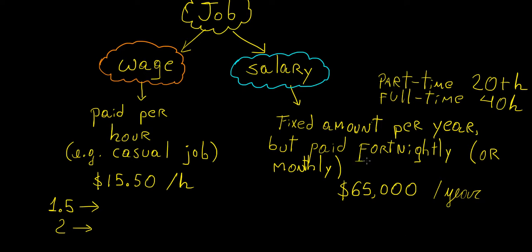Or it is even more common to do it fortnightly. So that means every 2 weeks. So basically, if a whole year has 52 weeks in it, then that means that every 2 weeks you're paid. So that means that there are 26 fortnights in a year.